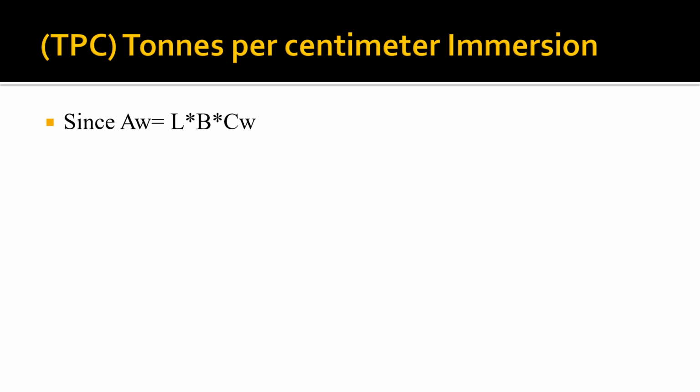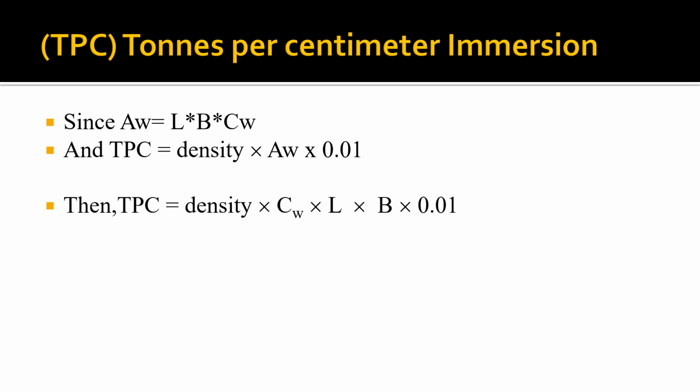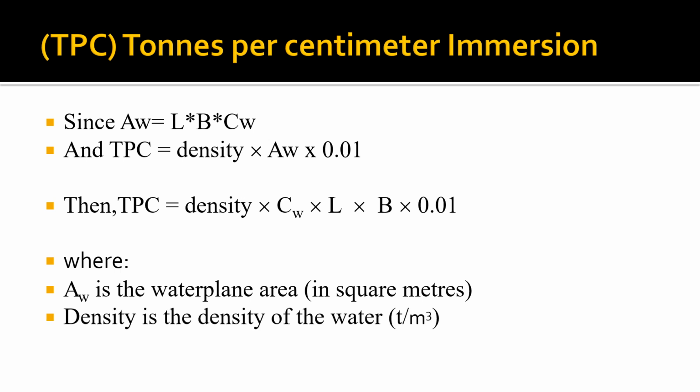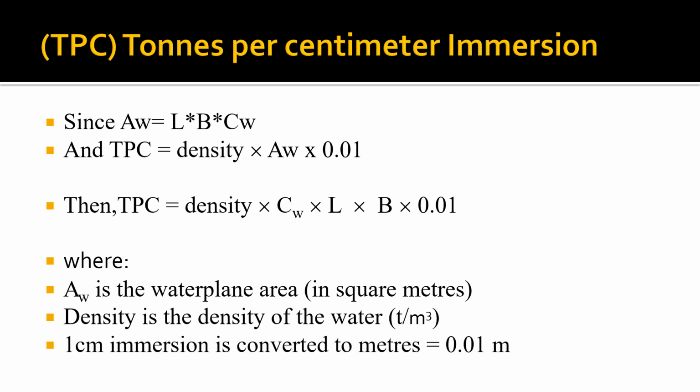Since AW is equal to length times breadth times CW, and TPC is equal to density times AW times 0.01, which is 1 centimeter converted to meters, since everything in the formula is in meters, then the TPC formula reads density times CW times L times B times 0.01, where AW is the water plane area in square meters, density is the density of the actual water in tons per cubic meter, and the 1 centimeter immersion we have converted to meters, which is equal to 0.01 meters.